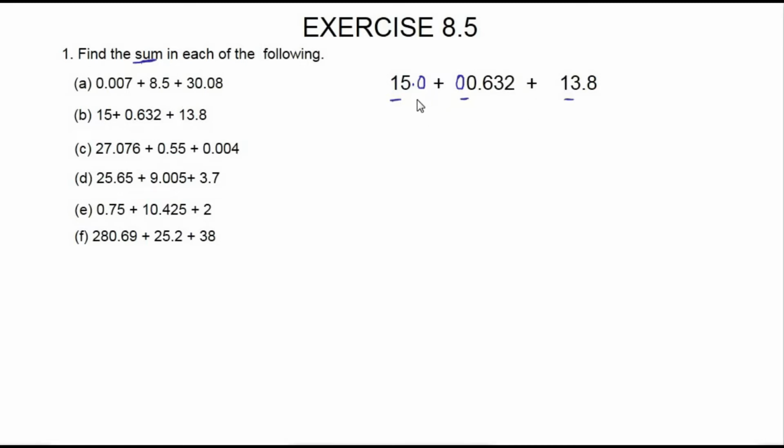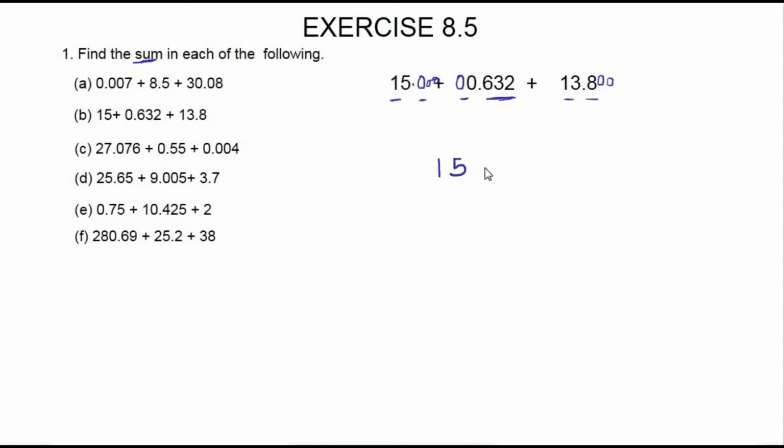Next we check the number of digits after the decimal point. Here we have 1 digit, here 3 digits, and here 1 digit. So the maximum is 3. We need to add 2 more zeros here, and 2 zeros here, to make 3 digits after the decimal point. Now all the digits are balanced, and we can add the numbers.